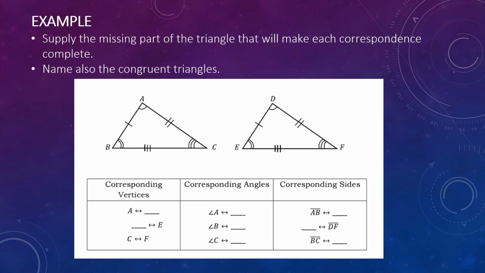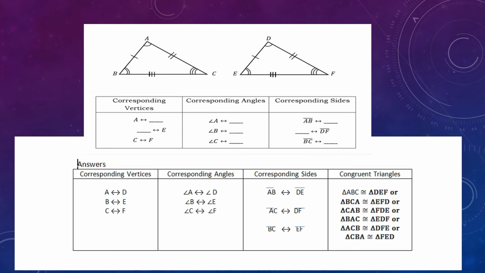Another example. Supply the missing part of the triangle that will make each correspondence complete. Name also the congruent triangles. We can make markings to each corresponding sides and angles, para hindi tayo malito. Corresponding sides and angles should have the same markings. Corresponding vertices. Point A corresponds to point D. Point B corresponds to point E. Point C corresponds to point F.